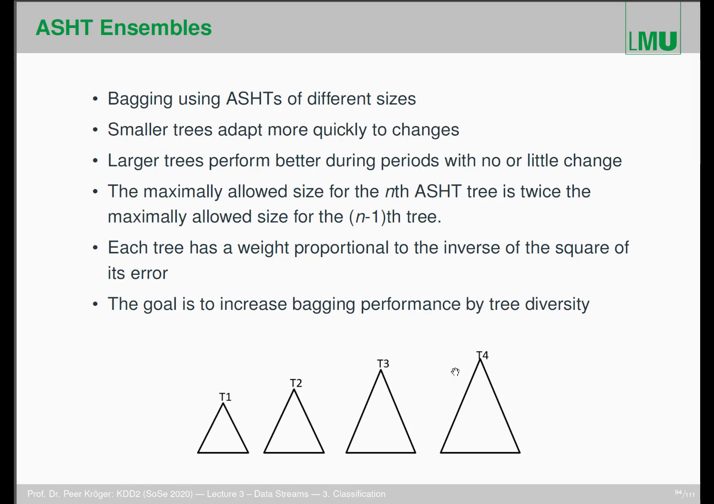So you have an ensemble of several trees. Each tree has a different height, so a different size, and the smaller trees are more adaptive. The larger trees are more conservative if nothing changes. You use a maximally allowed size for the nth tree, a threshold for that, which is typically twice the maximally allowed size for the (n minus first) tree, and each tree has a weight proportional to the inverse of the squared error it produces on the training set. And the goal is to increase bagging performance by tree diversity, the classical idea we already know from random forests.